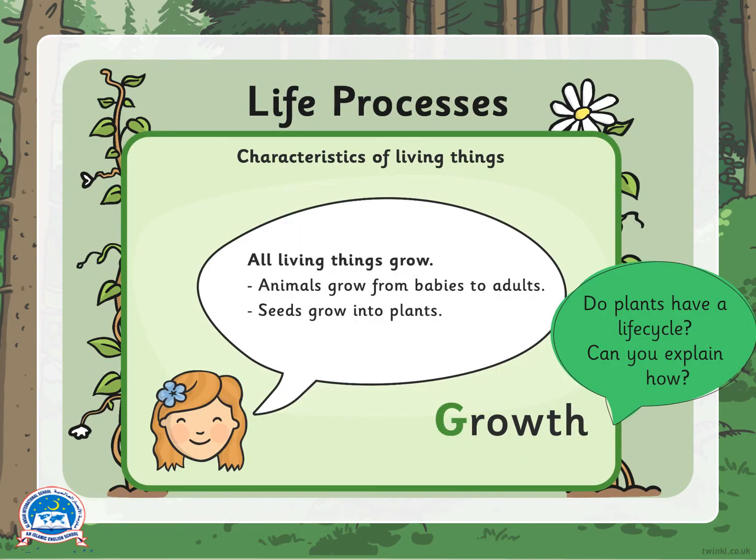There is another characteristic of living things. All living things can grow. Animals grow from babies to adults. Seeds grow into plants. Can you think of a plant life cycle? Recall the animal and human life cycles we have studied earlier and try to make your own plant life cycle.